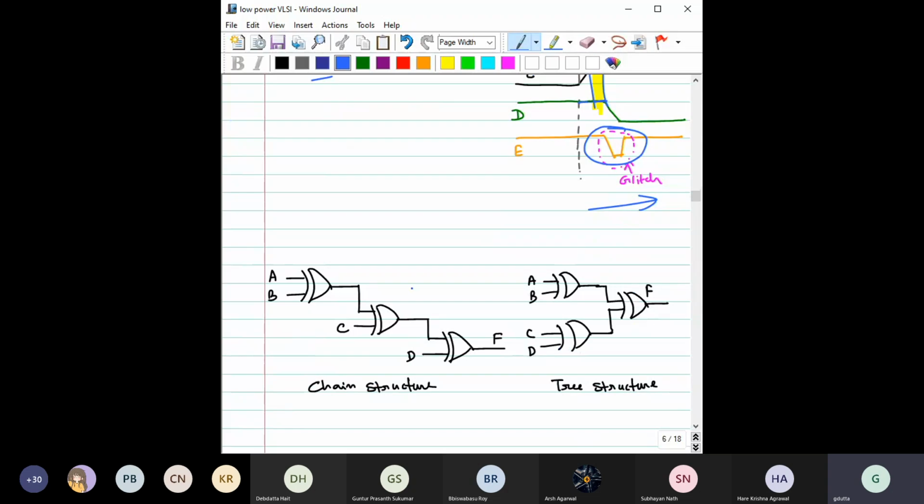Then suppose we want to implement a function f, which you can understand. Scheme 1 and scheme 2 are basically implementing the same function. In one case you have the chain structure, and in the other case you have the tree structure.